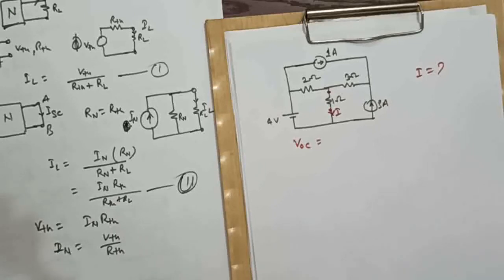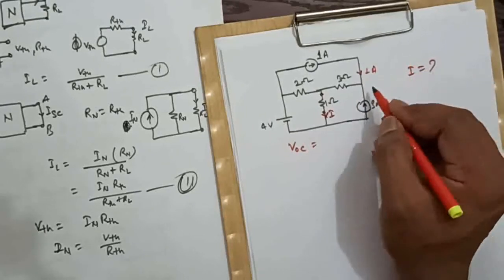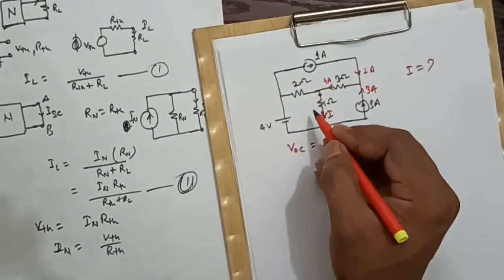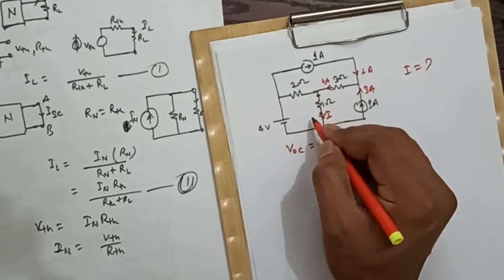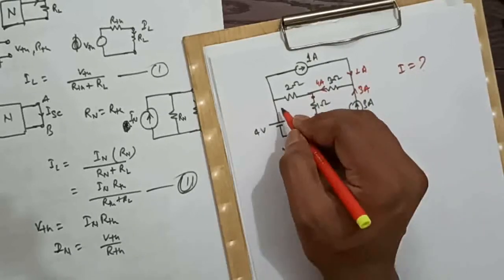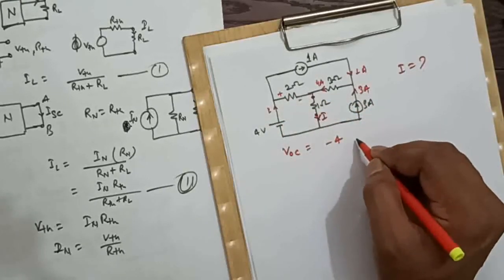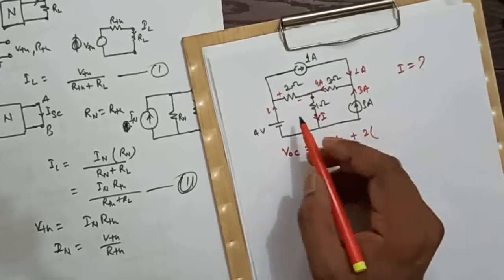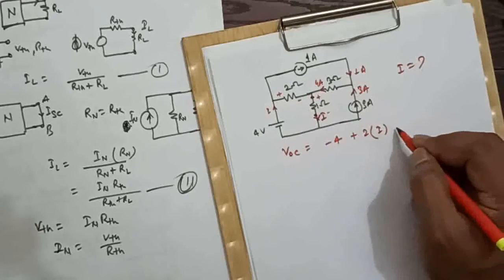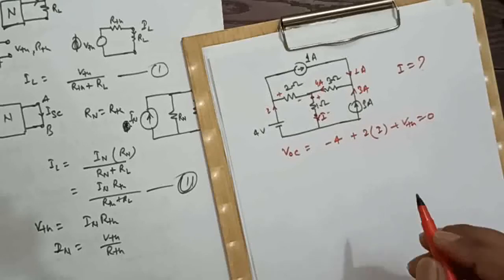After open circuiting this terminal, we see this is 1 ampere, this is 3 ampere, so this will be 4 amps. So now writing KVL in this loop, after open circuiting this, what we will have? Minus 4, that is, this is I, this will be plus, this is minus, plus 2 into I, this is plus, this is minus, plus VTH is equal to 0, right?